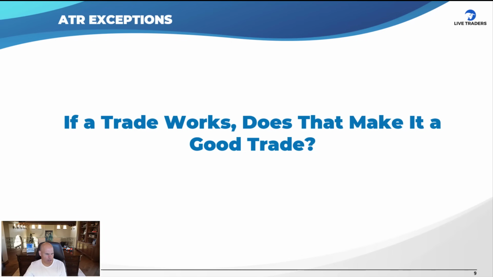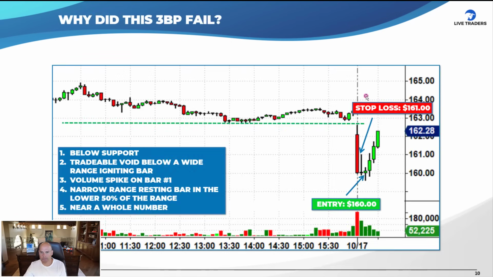So let's take a look for a second. Why did this fail? It's below support. It's a tradable void below a wide range igniting bar. There's a volume spike on bar number 1, a narrow range resting bar in bar number 2, and it's near a whole number. When you think about the textbook, this checks a lot of boxes. The green line is support. It's got a wide range igniting bar.